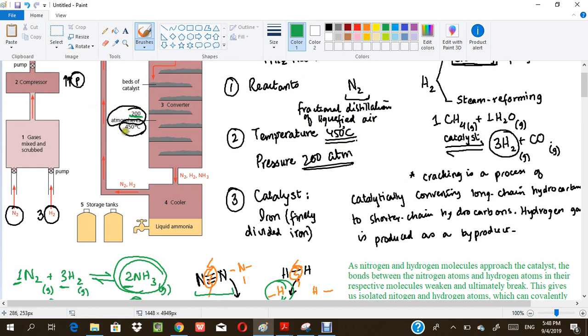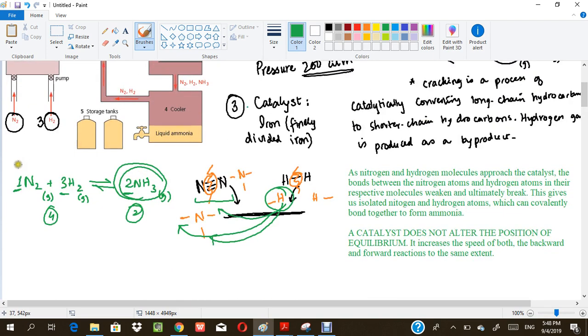But a catch comes about when we talk about the temperature used. The temperature, as we can see here, is 450 degrees Celsius, which is a pretty high temperature. And the problem is that this 450-degree temperature is fine, but the forward reaction is exothermic.